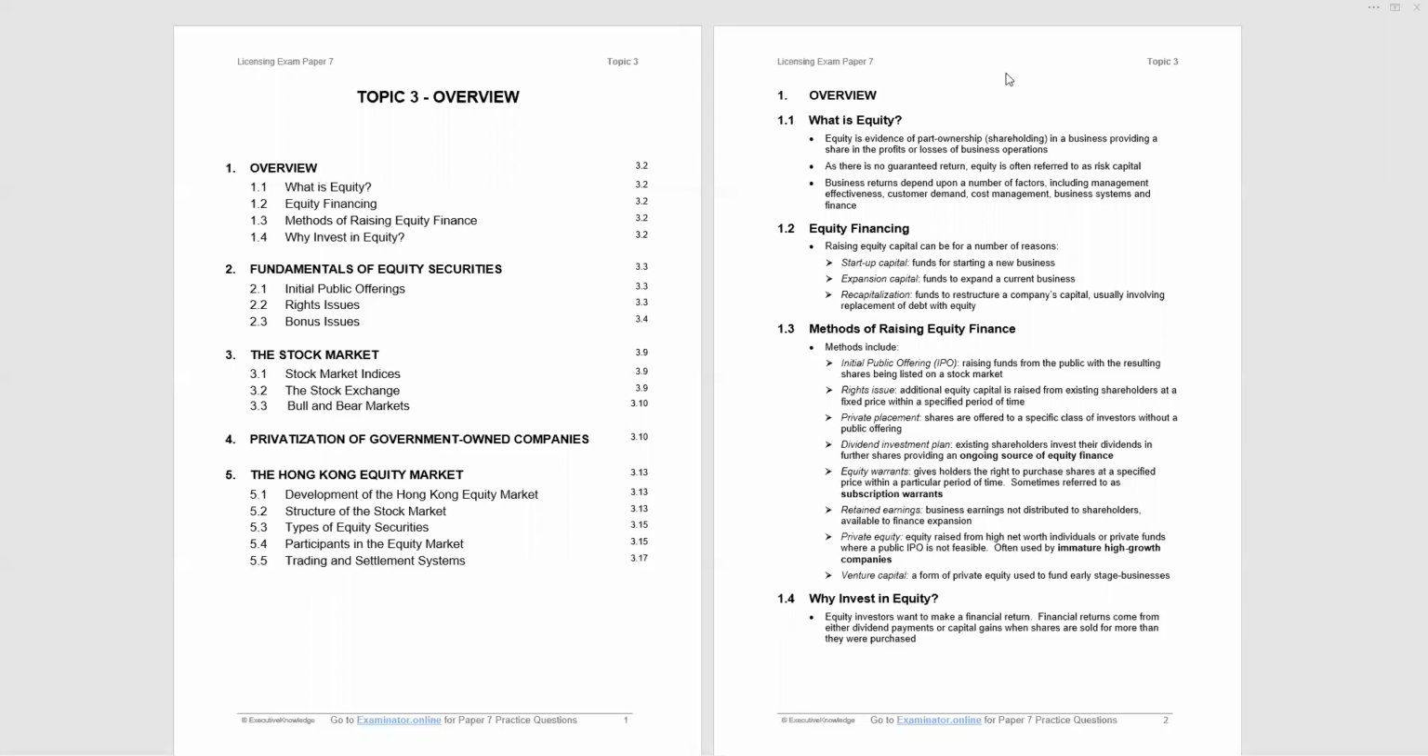Equity warrants are referred to as equity, and these are a form of option, giving holders the right to purchase shares at a specified price within a particular period of time. So you have the exercise period for a warrant, and you can then buy shares in that company. And equity warrants are also referred to as subscription warrants. Retained earnings is a source of finance. So instead of distributing all profit as dividends, you keep it in the business.